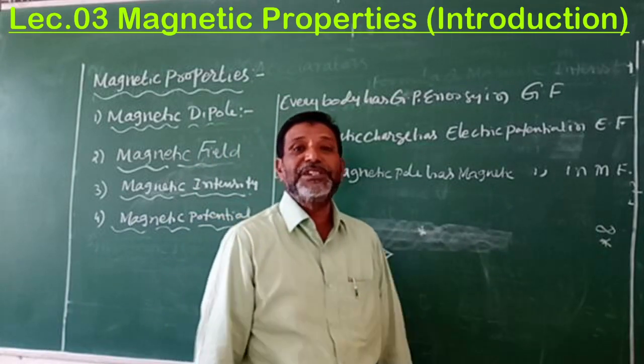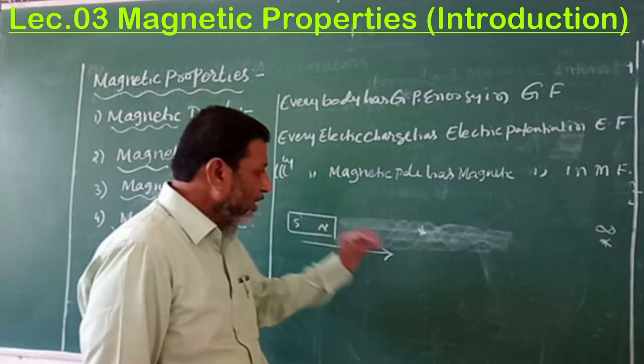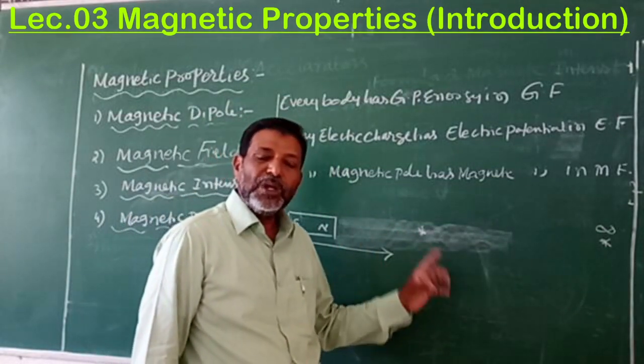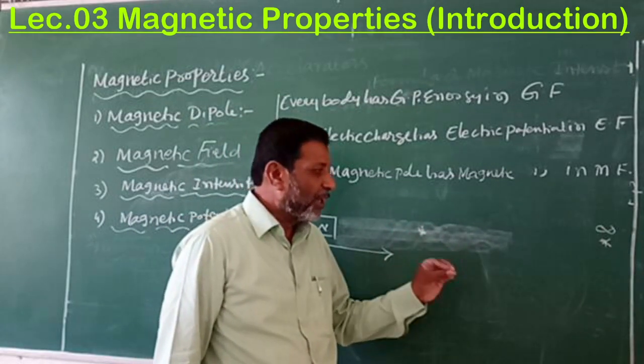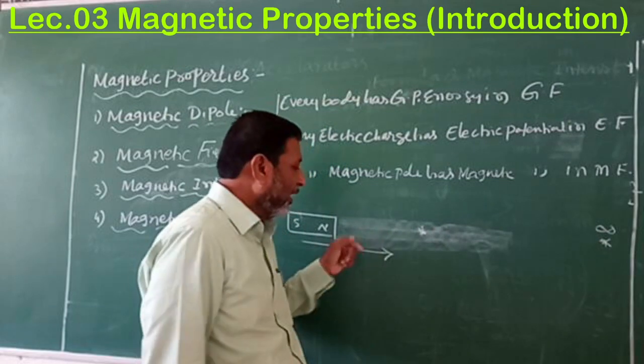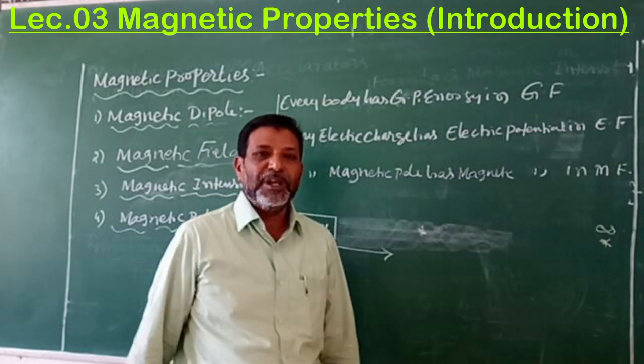Yes, this is the definition of the magnetic potential. Once again, I repeat: magnetic potential at any point in the magnetic field is equal to the amount of work done in bringing a unit north pole from infinity to the point against the field. This is the definition of the magnetic potential.